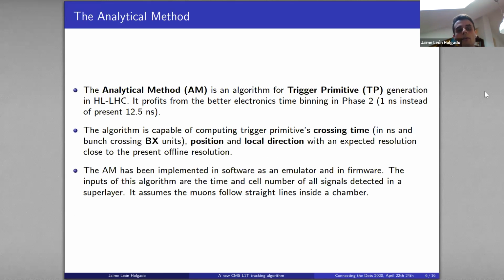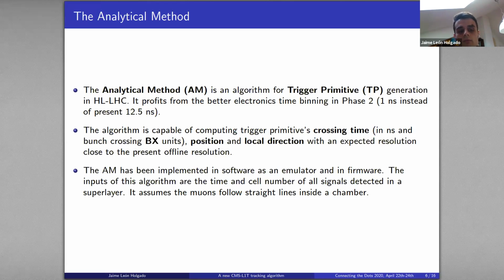So let's talk about the analytical method. This is an algorithm that generates these trigger primitives for high luminosity LHC. It profits from the better electronics time binning that we will have in phase 2, that is 1 nanosecond instead of the present 12.5 nanoseconds. The algorithm is capable of computing the trigger primitive crossing time, both in nanoseconds and in bunch crossing units, and also other track parameters like the position and the local direction. We expect to reach a resolution close to the present offline resolution.